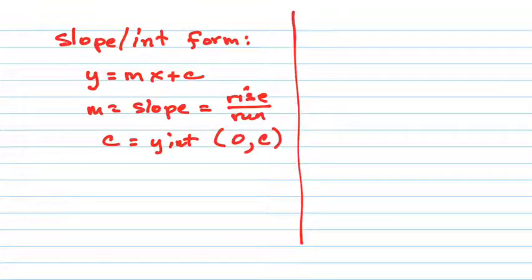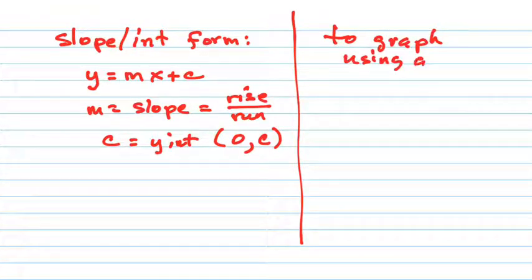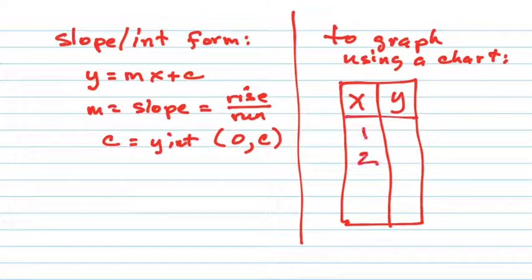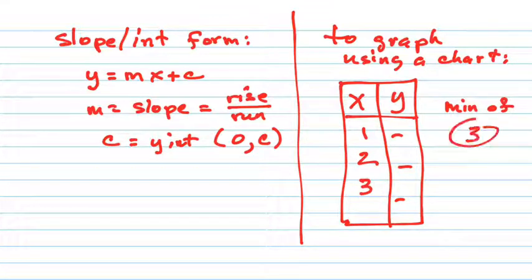We also learned how to graph using a chart. Now remember, the chart is the one that will always work. You're just going to have some x values and some y values. You choose any values you want for x, and then put them into the equation to find out what y is going to be, and then you can graph that way. They gave you 4 or 5 of them. You need a minimum of what? Three. There you go. Because if you do one wrong, they won't line up, so you'll know that you've made a mistake, okay?